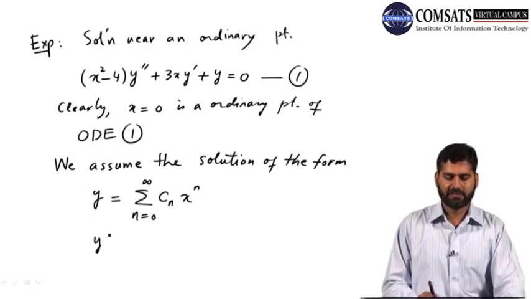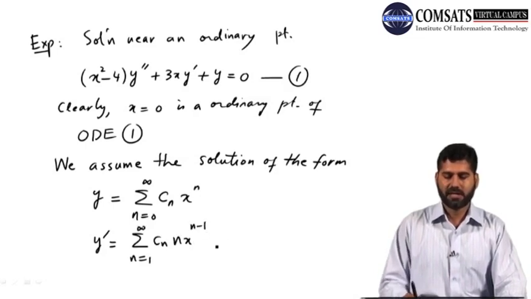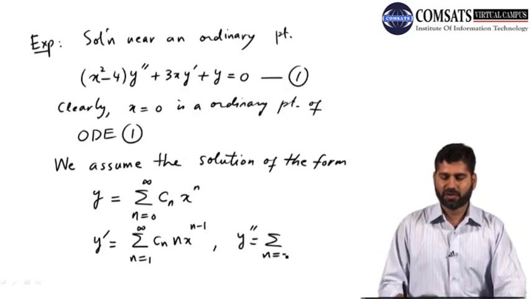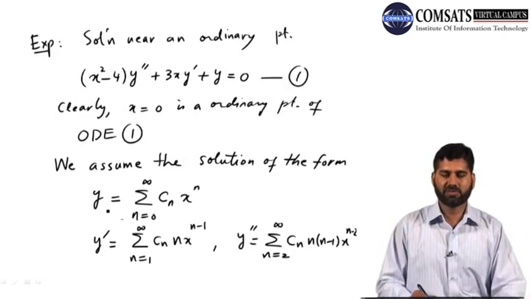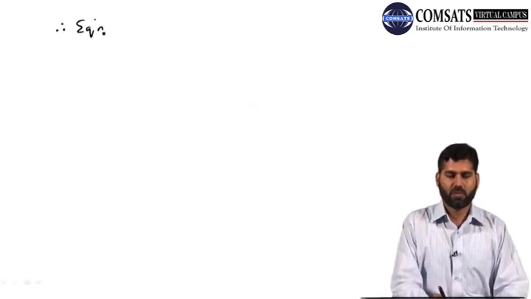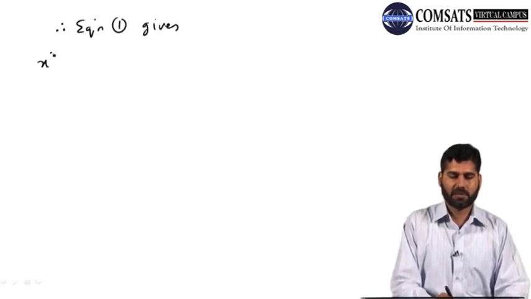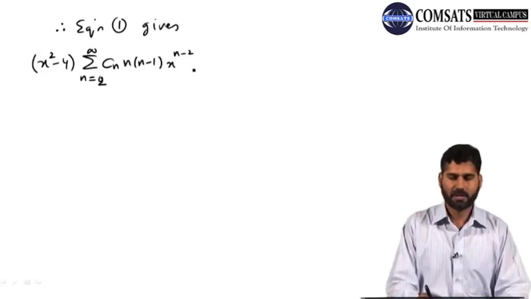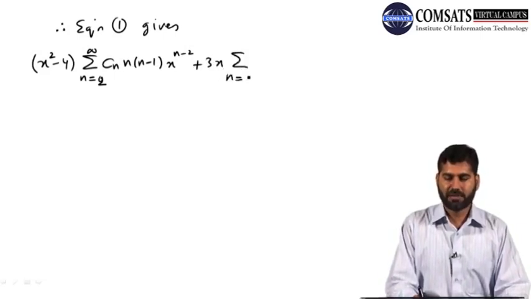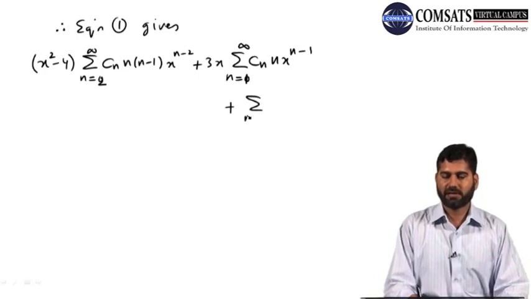Alright, so what will be the first derivative? n goes from 1 to infinity Cn n x^(n-1), and the second derivative will be n goes from 2 to infinity Cn n(n-1) x^(n-2). So now if I replace these three things in our equation 1, therefore equation 1 gives (x^2 - 4) y double prime, and y double prime is sum from 2 to infinity Cn n(n-1) x^(n-2), plus 3x y prime. y prime is sum from 1 to infinity Cn n x^(n-1), plus y, so sum n from 0 to infinity Cn x^n equal to 0.